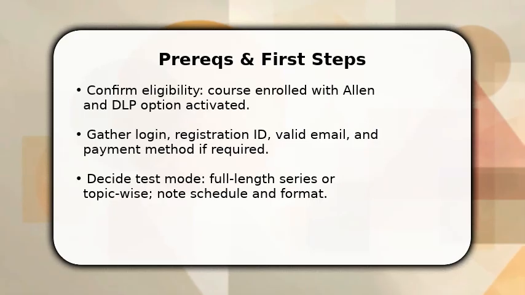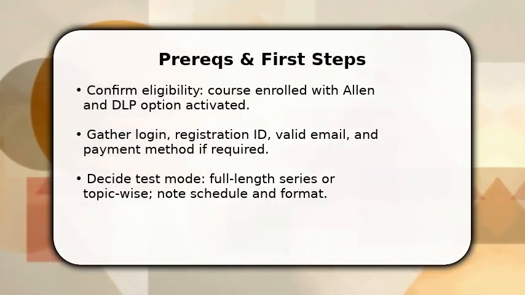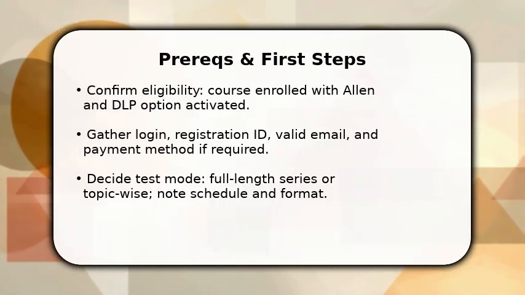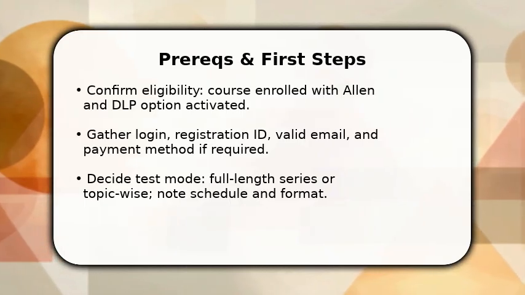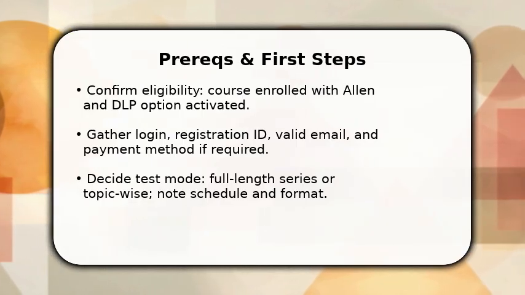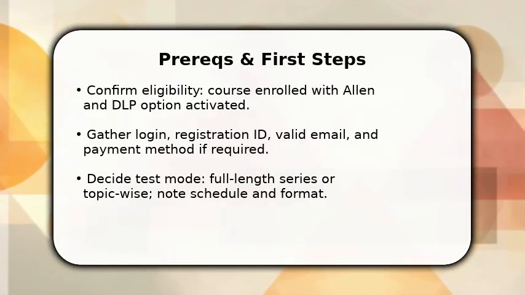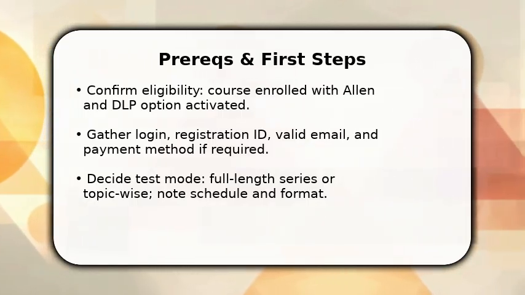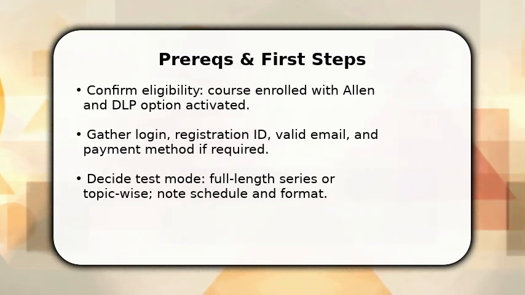You start by confirming eligibility and that your Allen account has the DLP test series option enabled. This prevents surprises later. Once done, collect your registration ID, login credentials, and a working email, because you'll need them for access and confirmations. Next, choose whether you want the full-length series or topic-wise packets, and check the schedule and format so you match practice to exam pacing and subject priorities. This saves time and shapes your study plan immediately.